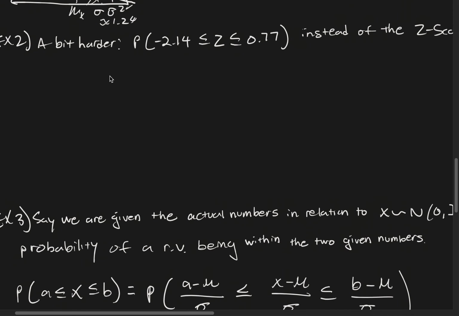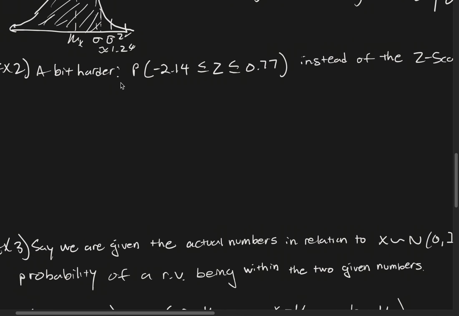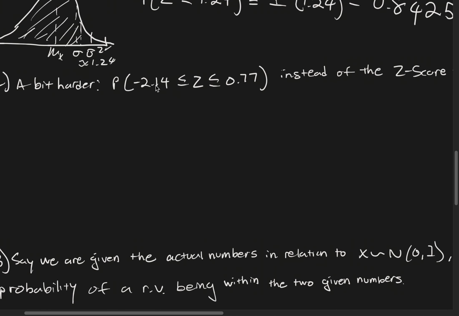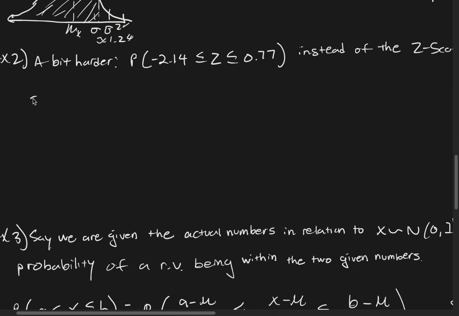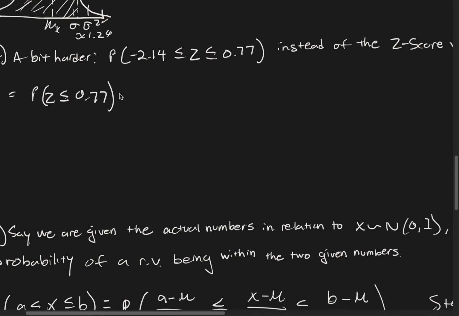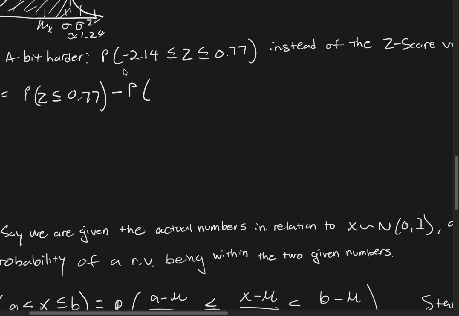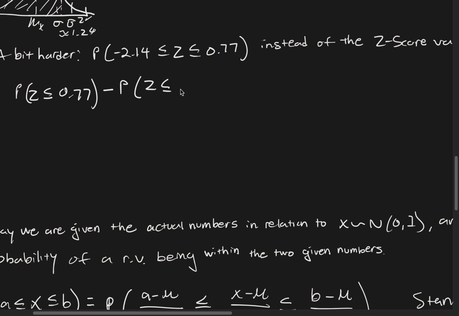All right, let's try a little harder example. Let's say we want to find the probability of a random variable landing within negative 2.14 through 0.77. So we will write that as the probability of z being equal or less than 0.77, minus the probability of z being less than minus 2.14.